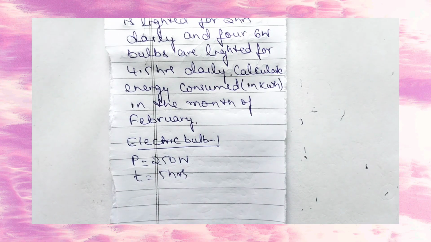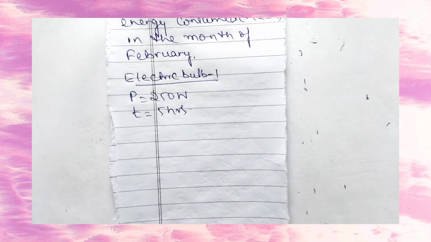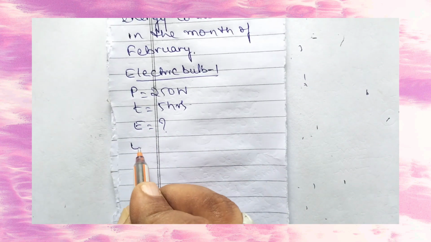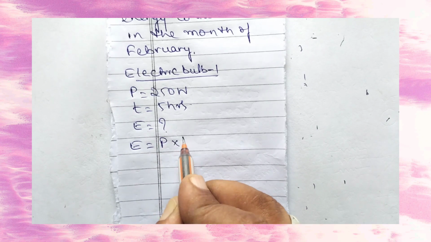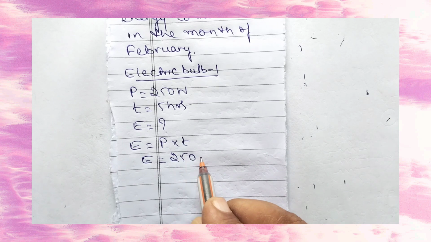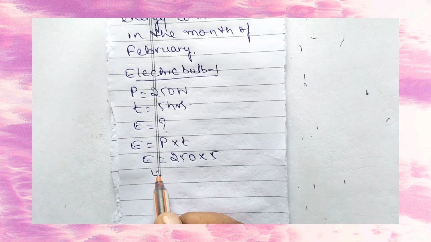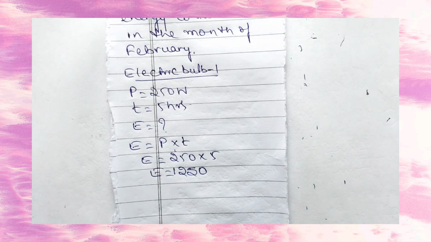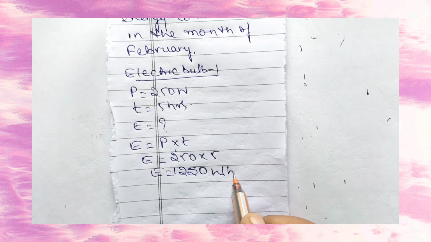Now first, we have to find out what is the energy consumed. So let us calculate what is the energy consumed. So E is equal to P into T. So energy consumed is equal to power, which is 250, into time, which is 5. So energy consumed is equal to 5 zeros are 0, 5 5s are 25, put 5 carry 2, 5 2s are 10 plus 2 is 12. So it will become 1250. It has become watt hour.